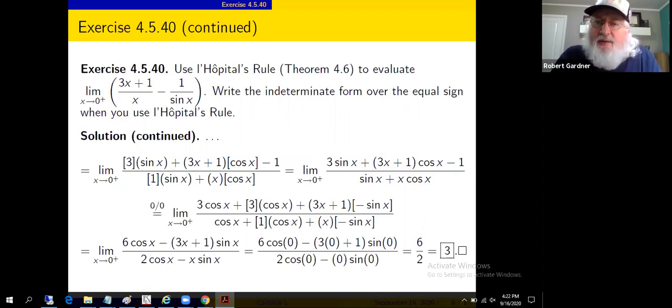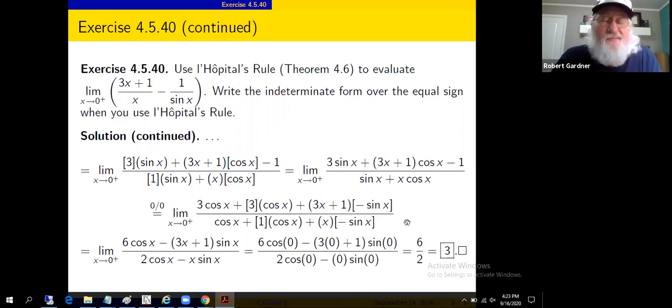Okay, can you plug in 0? You get 0 in the denominator, so you can't plug in 0. What happens in the numerator? Let's see, sine of 0 is 0. Cosine of 0 is 1. This will be 3 times 0 plus 1. This will be 1 times 1 minus 1. You know what? You get 0 in the numerator as well. So this is of a 0 over 0 indeterminate form. All right, let's apply L'Hopital's rule.